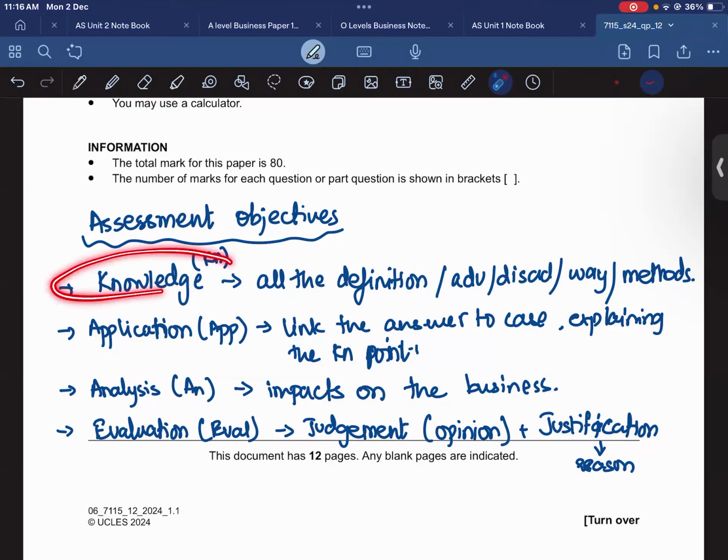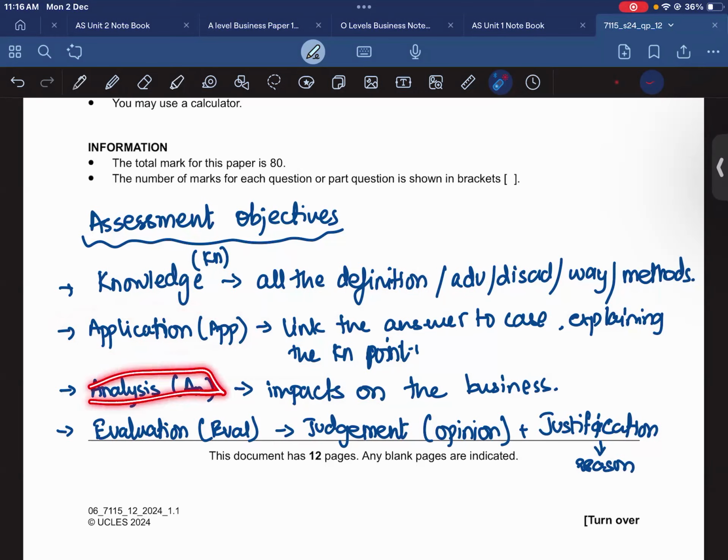So the first thing that we have in assessment objectives is knowledge. Knowledge is basically all the definitions, advantages, disadvantages, ways and methods that we learn from the book, from the notes that we make. So all these things are basically your knowledge. This is all the learning part that you have to do. Then we have the application part, and application is basically the link that you create with the case study in your answers, and you explain the knowledge points that you have given with the help of the case study.